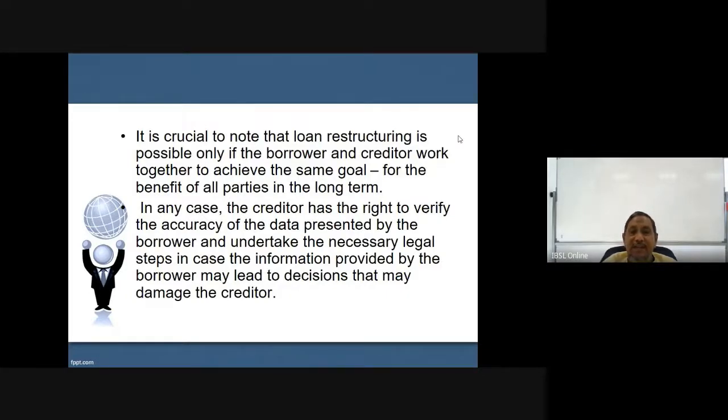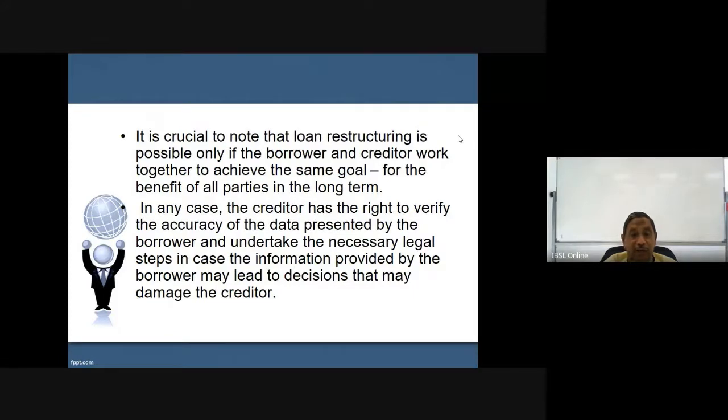In any case, the creditor has the right to verify the accuracy of the data presented by the borrower and undertake the necessary legal steps in case the information provided by the borrower may lead to decisions that may damage the creditor. If the customer uses false information to mislead the bank, the bank has a right to take legal action against the customer.